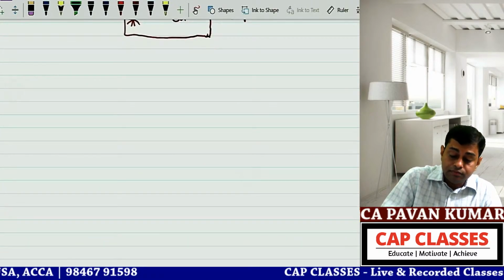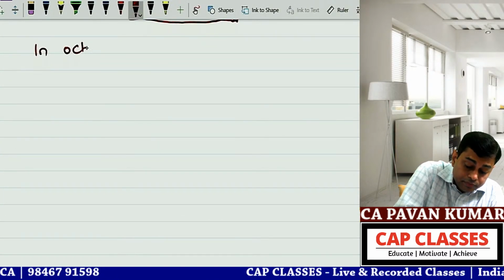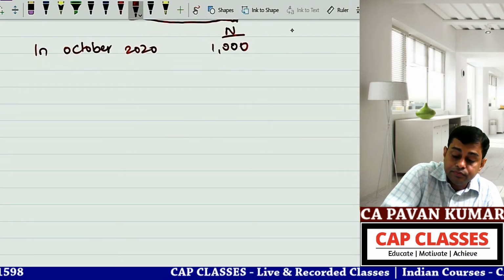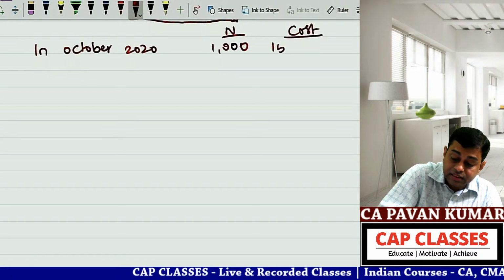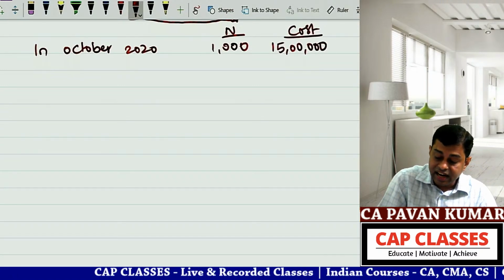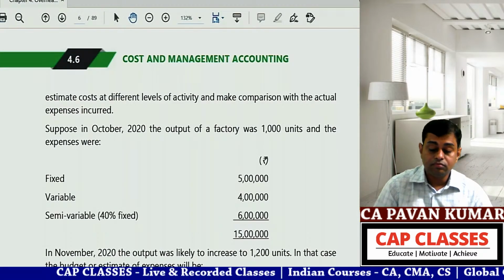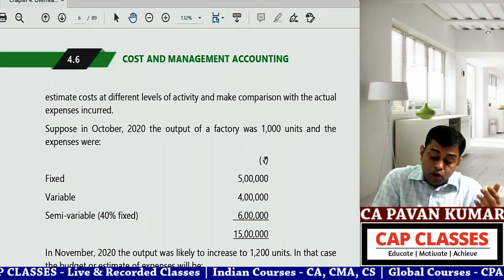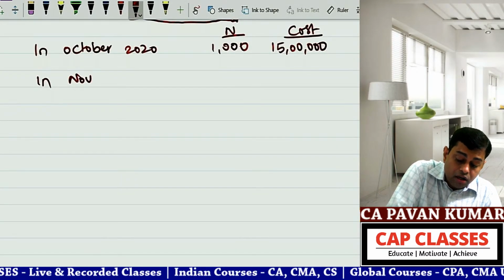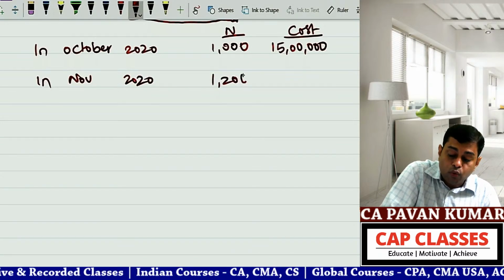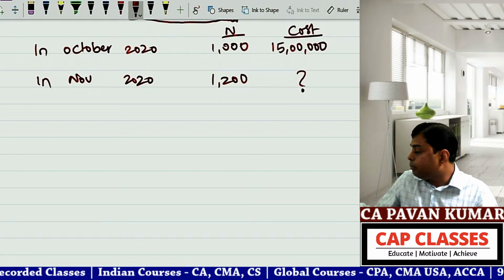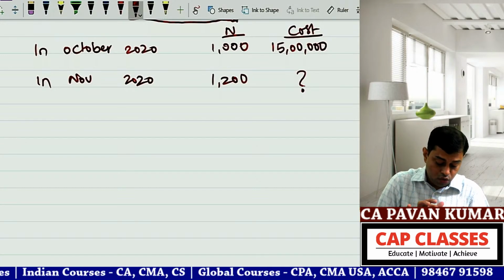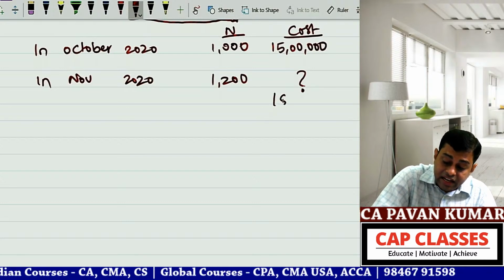So in October 2020, what is the number of units? 1000. What is the cost? 15 lakhs. Correct? Is this the data given? So in October, 1000 units and 15 lakhs. What about November? In the month of November, you are estimating 1200 units. So what is the cost? Normally, if you do proportionately, what happens? 15 lakhs divided by 1000 into 1200, this comes to 18 lakhs.